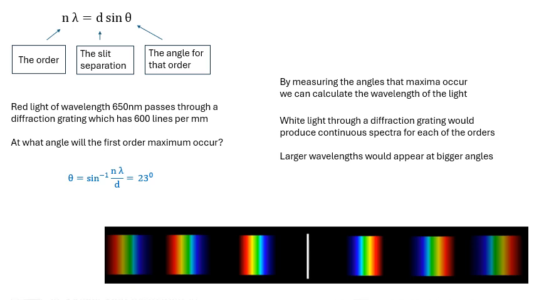If you put white light through a diffraction grating, you would get continuous spectra for each of the orders. So if you look at this diagram below, you'd get ROYGBIV, and the bigger wavelengths would happen at bigger angles. Notice, look, that red is further away on each one, further from the middle. But we were talking about spectra, so this is how we actually measure the wavelength for the different lines, and then we can identify the elements. Yes.